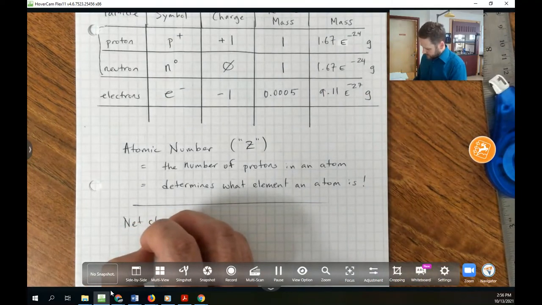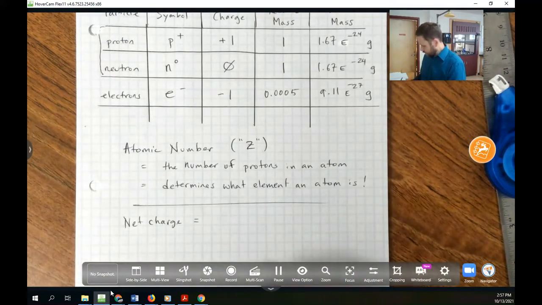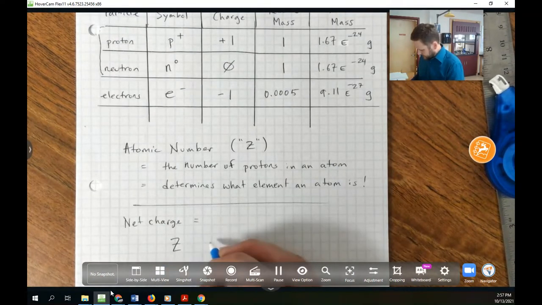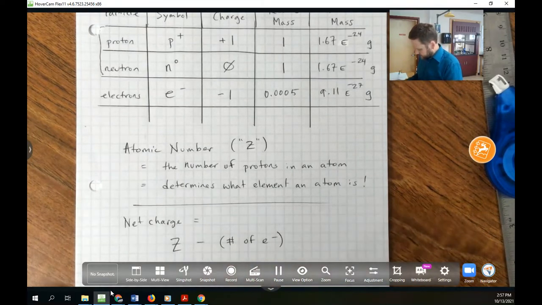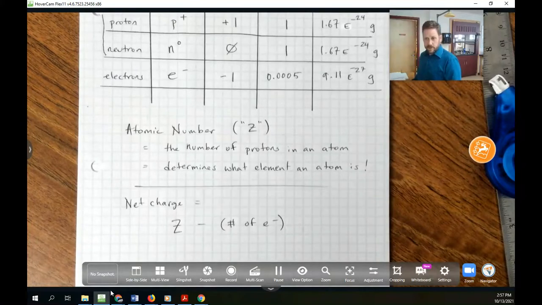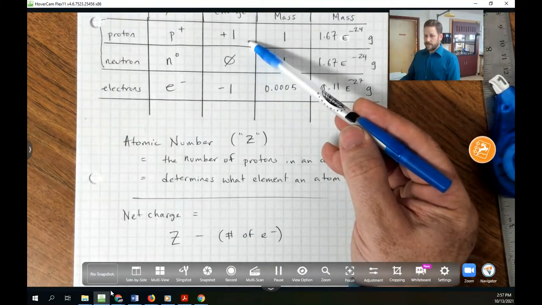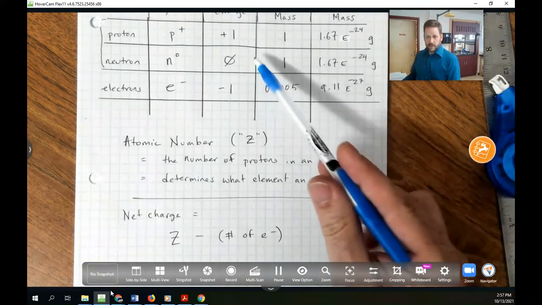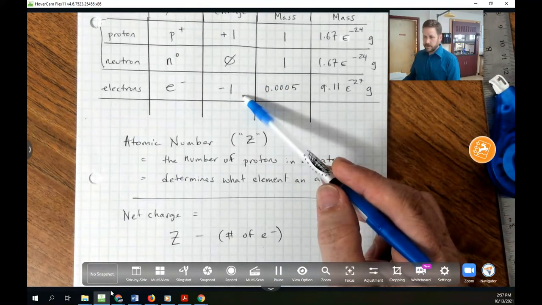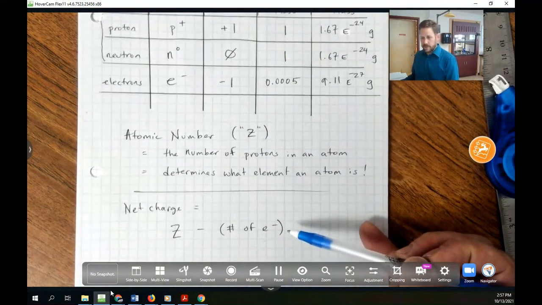The net charge of an atom, we want to include in our notes, is equal to the atomic number minus the number of electrons. So if, for instance, we're talking about an atom which has 3 protons, but only 2 electrons, 3 minus 2 is positive 1. If we're talking about an atom which has 8 protons and 10 electrons, then 8 minus 10 is negative 2. The net charge is negative.